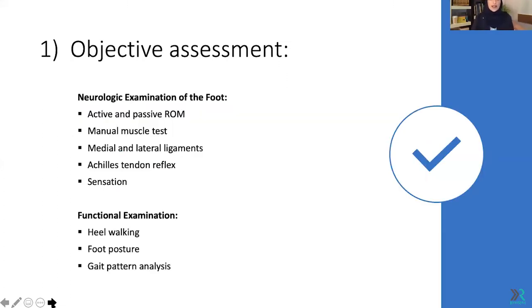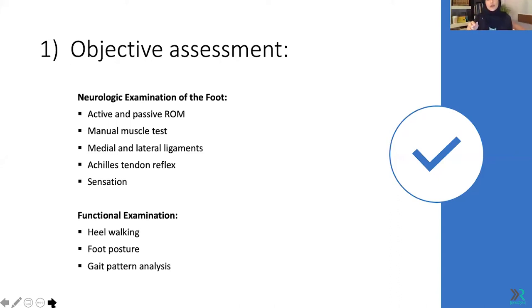Going now for the objective assessment, we should always start with a neurologic examination for the foot, including active and passive range of motion to ensure that the ankle joint is not stiff. And we should also do a manual muscle test to reveal any weakness or paralysis of the foot muscles. And also muscle flexibility is very important because most of the patients will have muscle tightness over the Achilles and over the calf muscle.